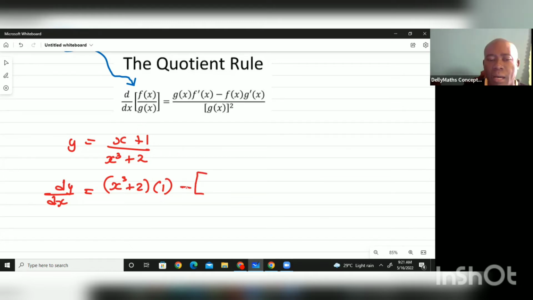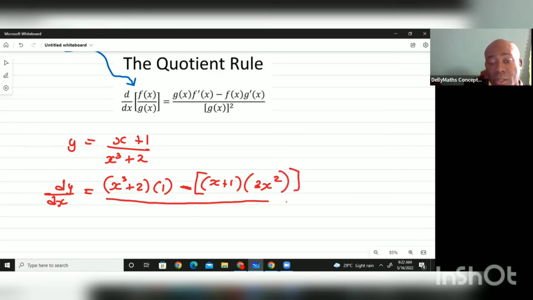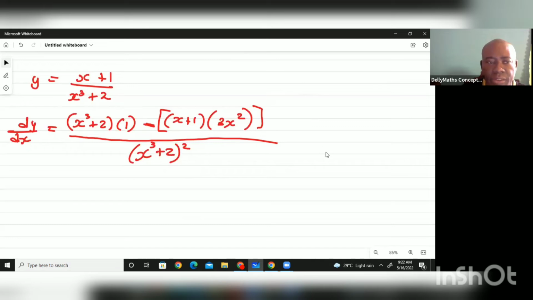Then minus the top function, in a bracket, multiplied by the derivative of the bottom function, which is going to give us 3x squared. And then all of that will be over x cubed plus 2, all squared. We don't have to worry ourselves too much about expanding the denominator. That's not necessary unless your teacher really asks for that.